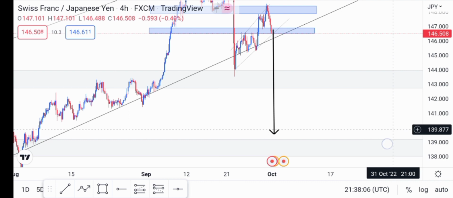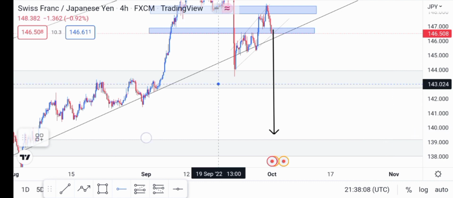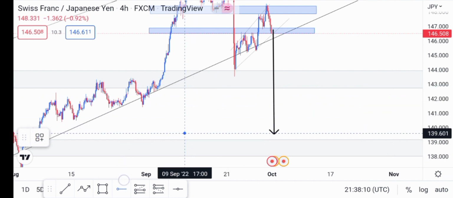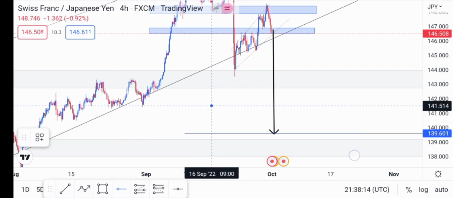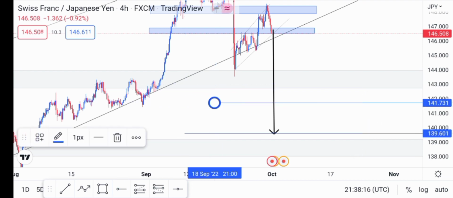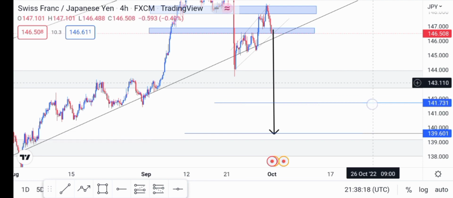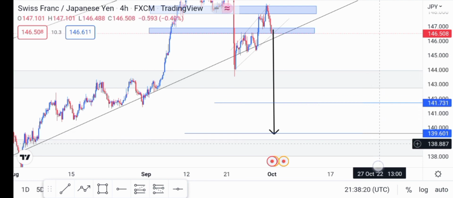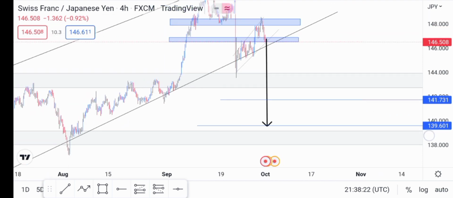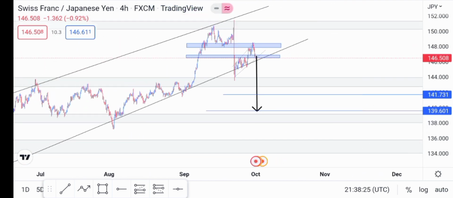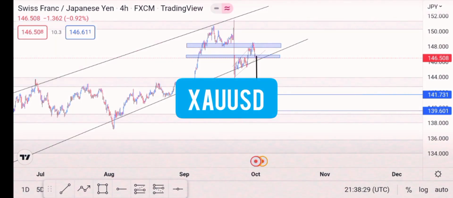So up until right over here, this will be our overall take profit on this flag. But as we know, we are going to take our first take profit around this area here, firstly here, then right over here. So this is how you're going to trade CHFJPY.